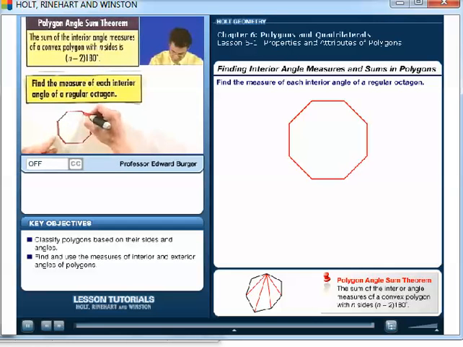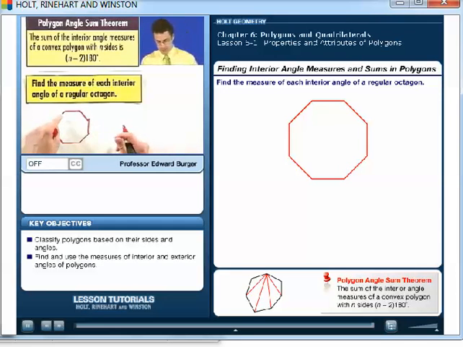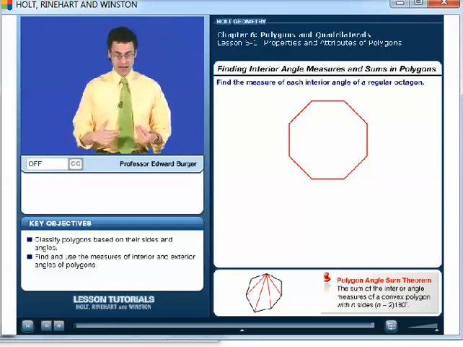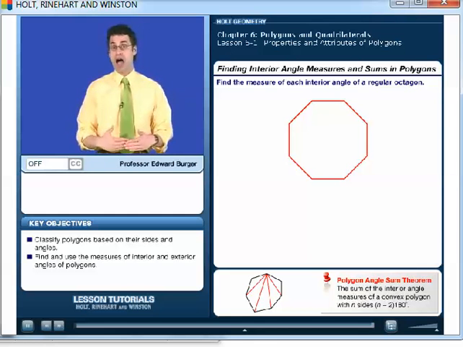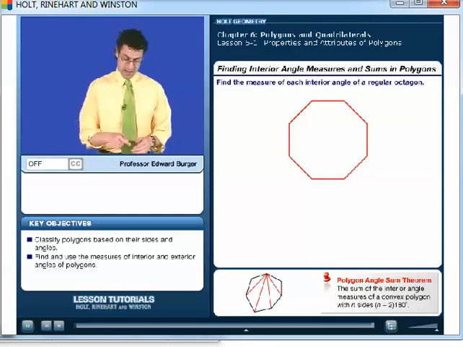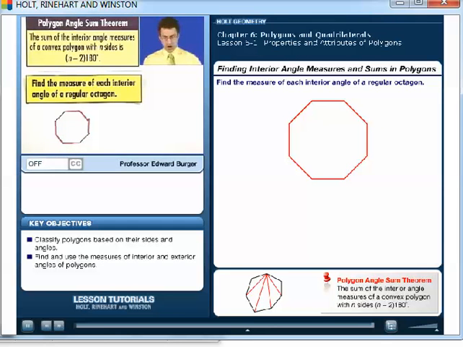There we go. That's not perfectly right, but you get the idea. So 1, 2, 3, 4, 5, 6, 7, 1, 2, 3, 4, 5, 6, 7, 8. 8 sides, and all the angles are the same. Hey, if all the angles are the same, then if I can find the sum of all of the angles, all I have to do is divide by the total number of angles, which are, of course, 8. So I'll use the theorem to find the total sum of the angles, and then since I know all the angles are equal, I'll just take that answer and divide by 8.